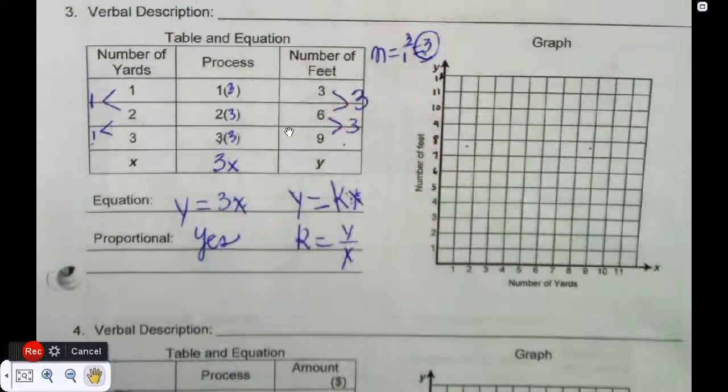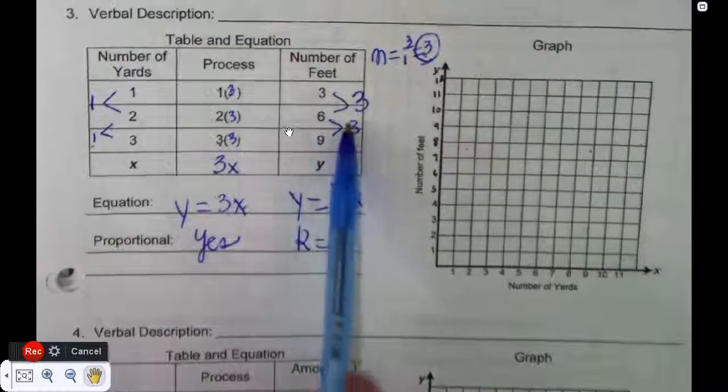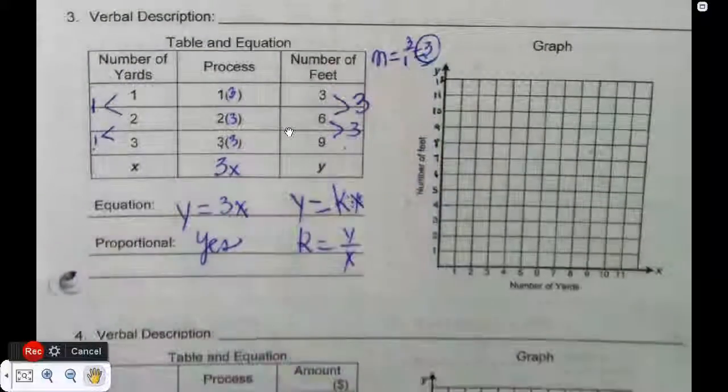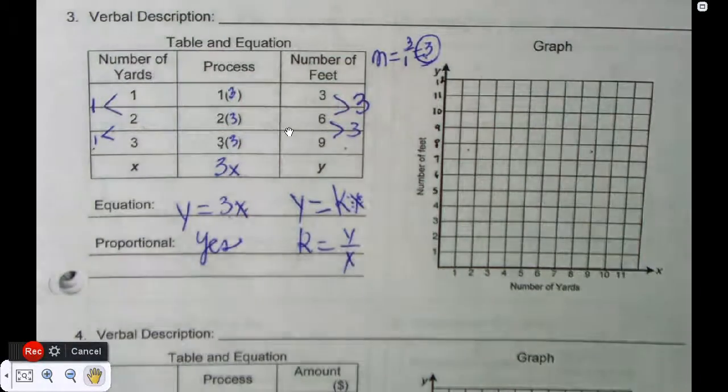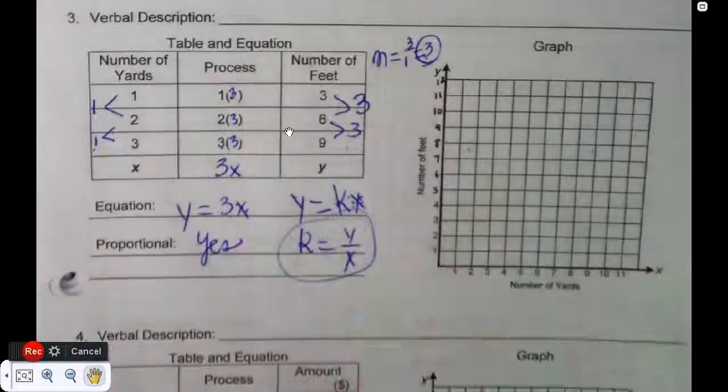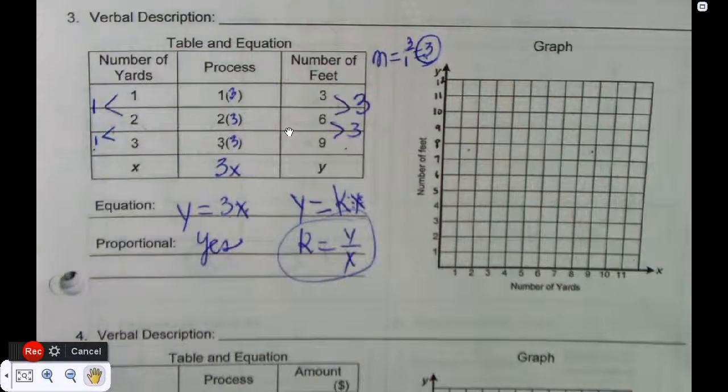What did we do on the other two graphs? Caitlin, what did we do? Well, we've already done the rate of change. That proved it was linear. What can we do to prove there is a constant of proportionality? What did we do on the other two graphs? Kristen? I gave you a hint right there, people. Thank you, Kristen. We divide the y by the x.